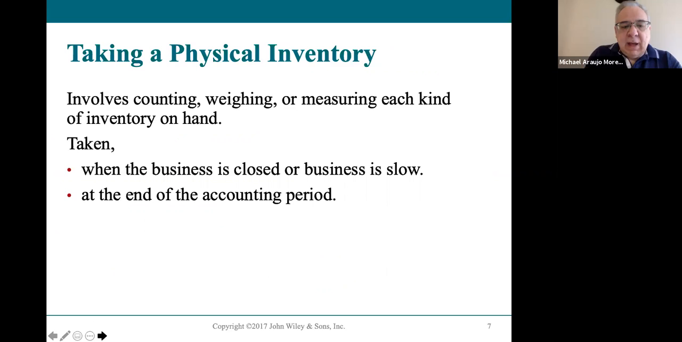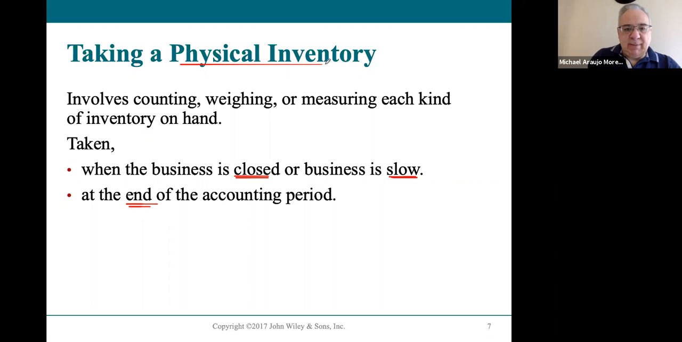But normally you take a physical count when business is either extremely slow or your business is closed, so you can get a bunch of people in there to start counting stuff. Sometimes that's done overnight, sometimes that's done over a period of time. But it's always done at the end of an accounting period, because again, the purpose of a physical count of your inventory is to really understand and make sure your records are accurate.